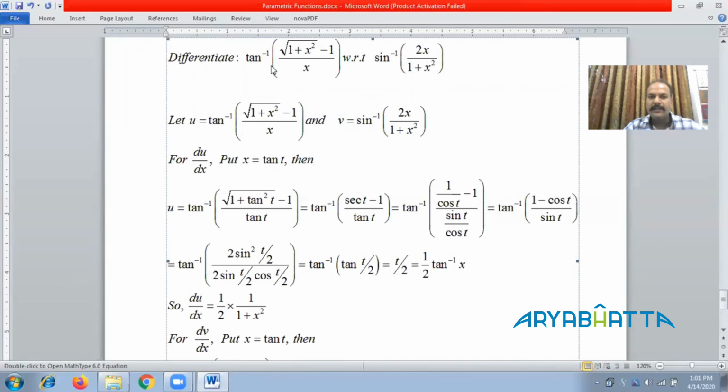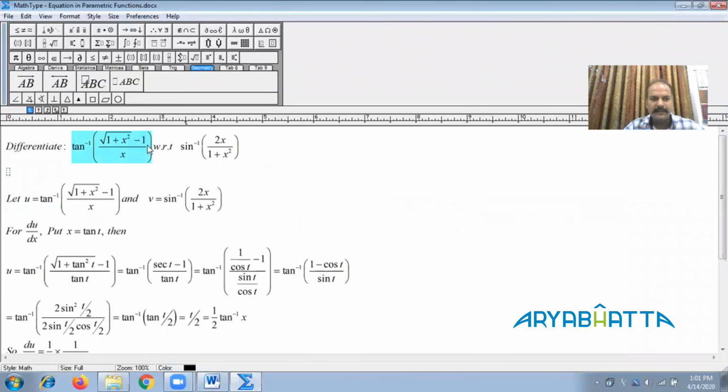We need to differentiate tan inverse of root 1 plus x square minus 1 upon x with respect to sine inverse of 2x upon 1 plus x square. Now as we remember, in case of a square plus x square, we need to put x equal to a tan theta. So a being 1 here, I put x equal to tan theta. First of all, I am simplifying this before doing the derivative. Similarly, I'll simplify the other one also, because this is possible. So I put x equal to tan theta. This is root of 1 plus tan square minus 1 upon tan, that is secant theta minus 1 upon tan theta.